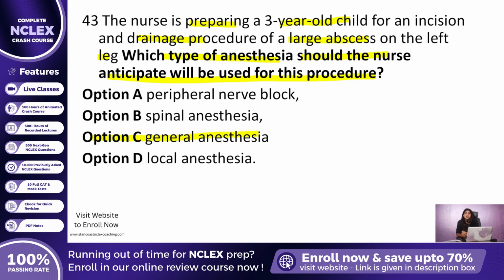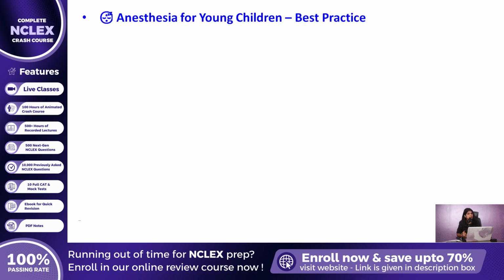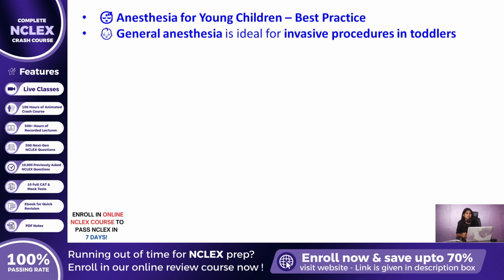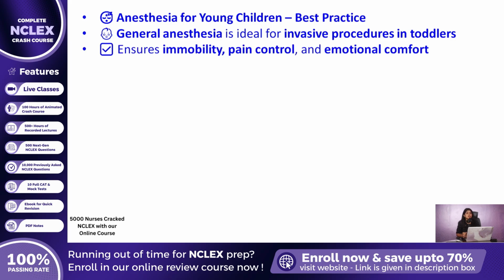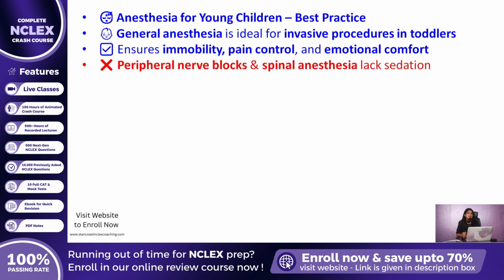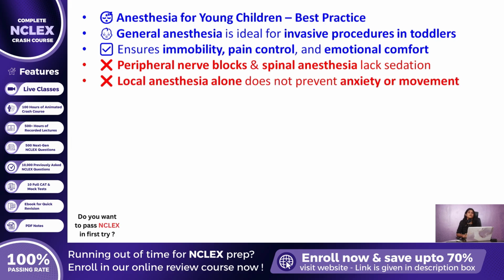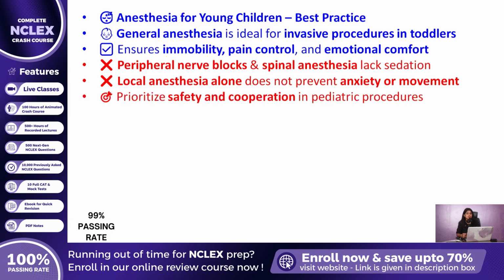Here is the rationale. General anesthesia is the most appropriate choice for a young child undergoing an invasive and potentially distressing procedure. At 3 years old, the child is unlikely to cooperate fully while awake, and general anesthesia ensures safety, immobility, and pain control throughout the procedure. Peripheral nerve blocks and spinal anesthesia do not provide sedation, and local anesthesia alone would not adequately address the child's anxiety or movement during the surgery.